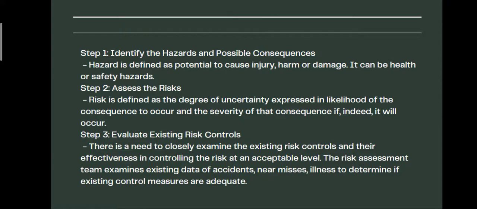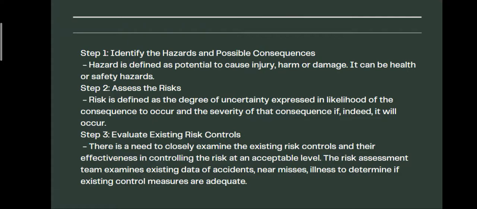For step 1, identifying the hazards and possible consequences. In this step, a hazard is defined as the potential to cause injury, harm, or damage. It can be a health or safety hazard. For step 2, which is assess the risk, risk is defined as the degree of uncertainty expressed in the likelihood of the consequence to occur and the severity of the consequences if indeed it will occur.